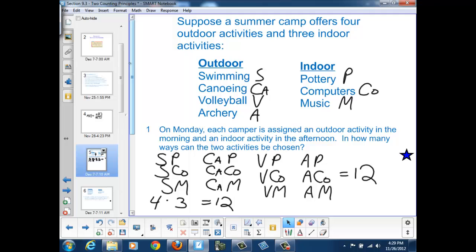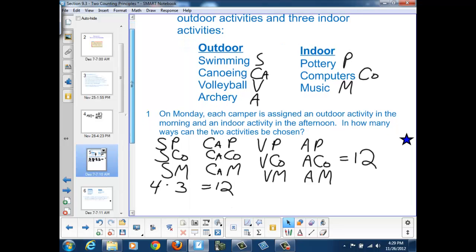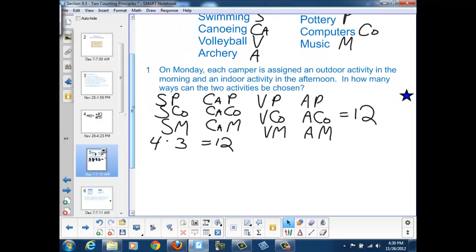Note that what happens in the afternoon isn't affected by your choice in the morning. Doesn't matter whether I choose swimming, canoeing, volleyball, or archery, I still have the same 3 choices in the afternoon. In this case, what we say is that the events are independent. My morning choice doesn't affect my afternoon choice.